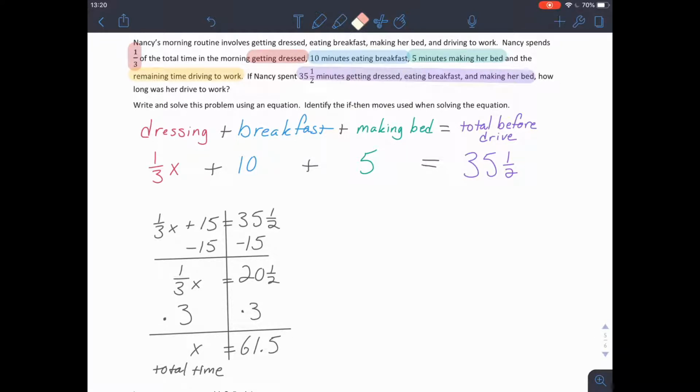And that there is our total time. And that makes sense. It should take her longer than 35.5 minutes because she also needs to drive. That, in fact, is the piece that we need to solve for.